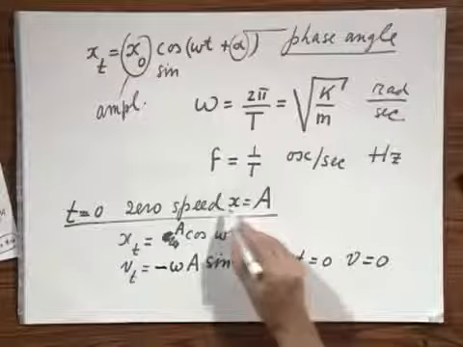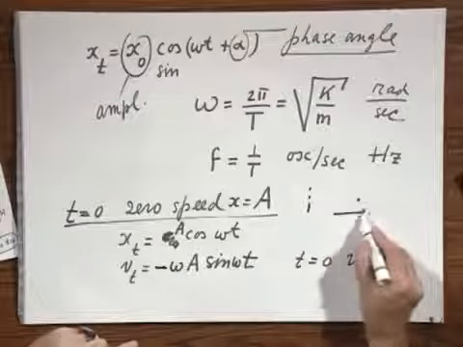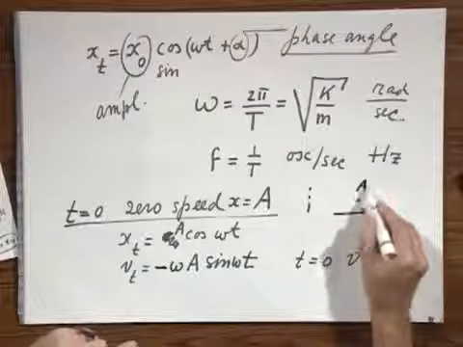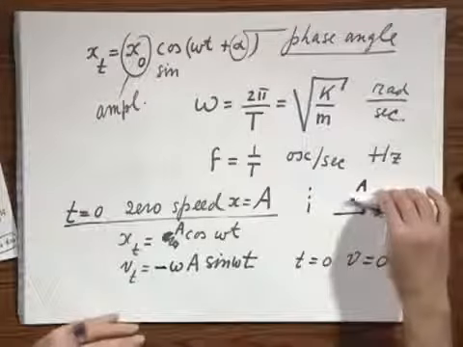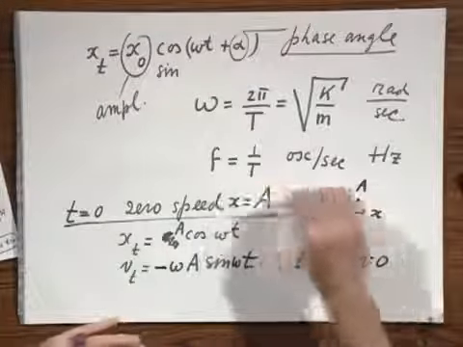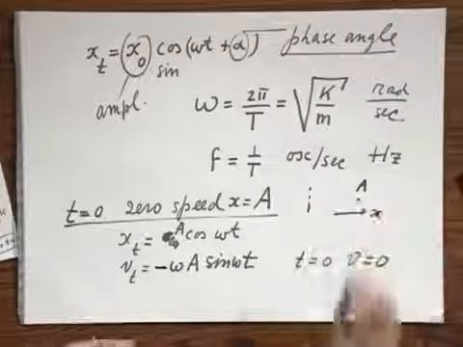That's clear because when I release the object from plus A in positive x direction, it wants to go back to equilibrium, and so the velocity is in this direction, and therefore the velocity is negative. If the velocity were in this direction, the velocity would be positive.